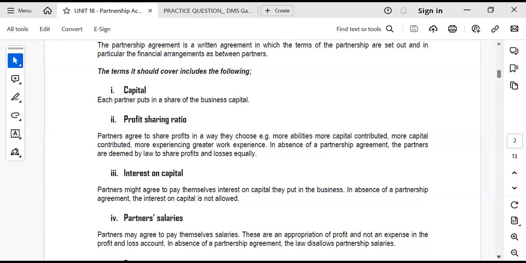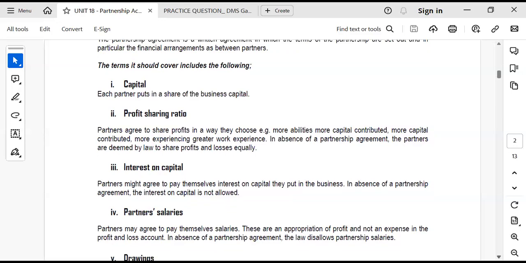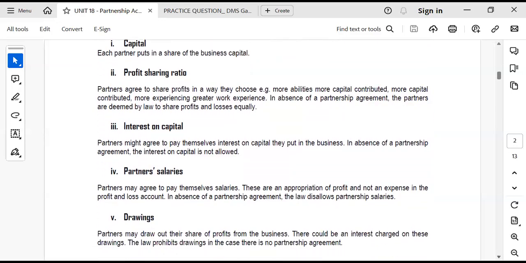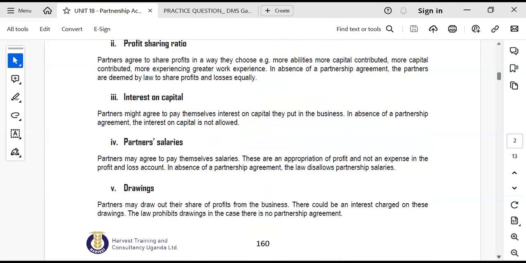So in a partnership, we're saying that in the absence of a partnership agreement, interest on capital is not allowed. That means that if you don't have that document, if you don't have the partnership deed, or what we call the partnership agreement, you should try as much as possible as partners not to give yourselves interest on your respective capital. Then the deed will also show partners' salaries.